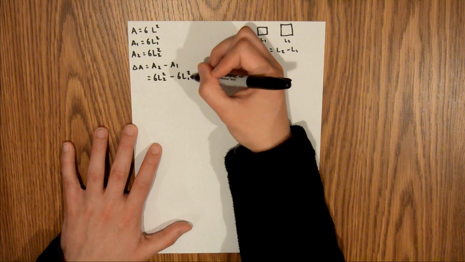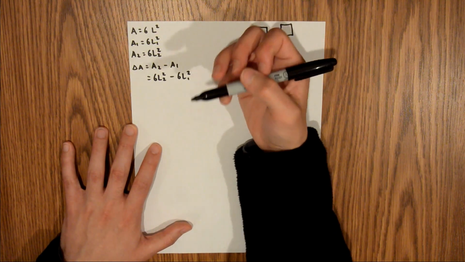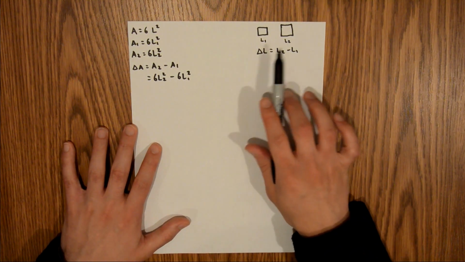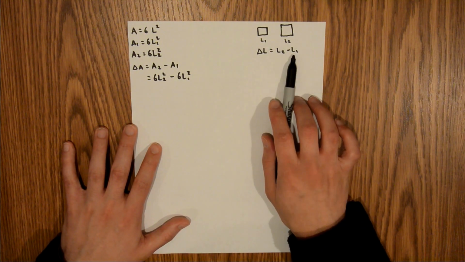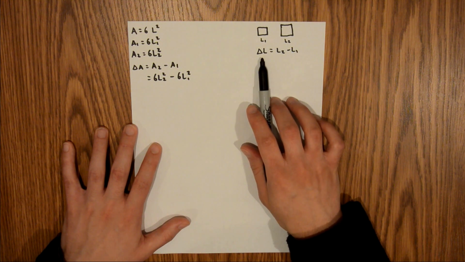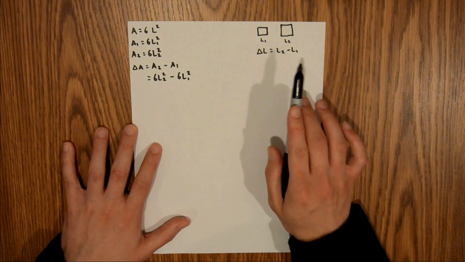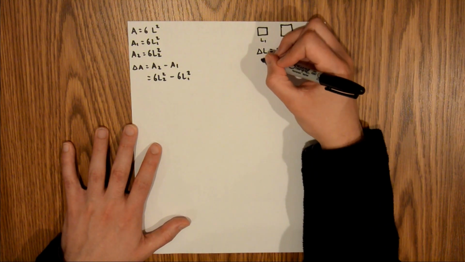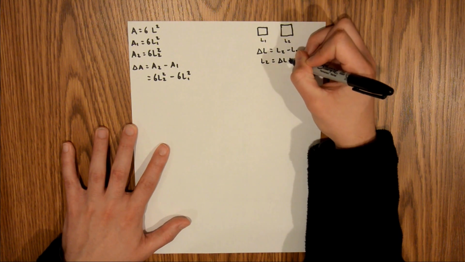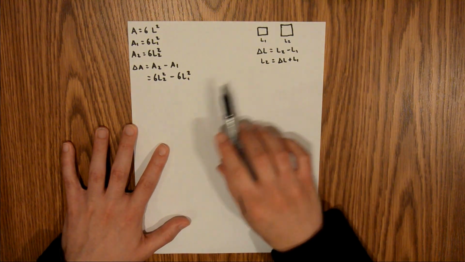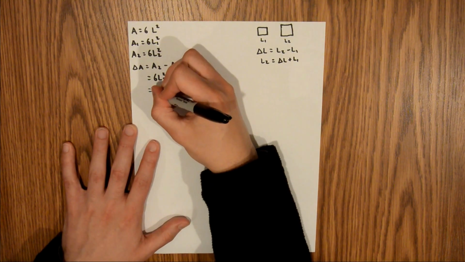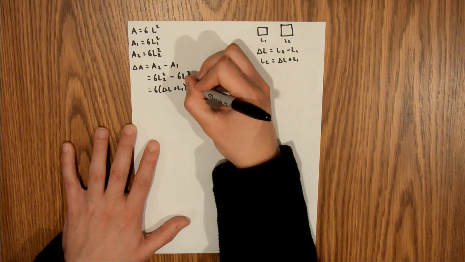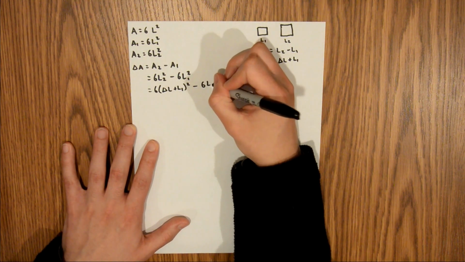Now we're given L1 in the problem, but we don't know what L2 is, so we need to write it in terms of things we do know or things we can solve for. Over here, I wrote down this little equation. Again, we know L1, and delta L we can find via a linear expansion equation. So we can rearrange this for L2 and plug it in. I'm going to add L1 to both sides, and that gives L2 equal to delta L plus L1. Plugging that in, we get 6 times (delta L plus L1) squared, minus 6 L1 squared.